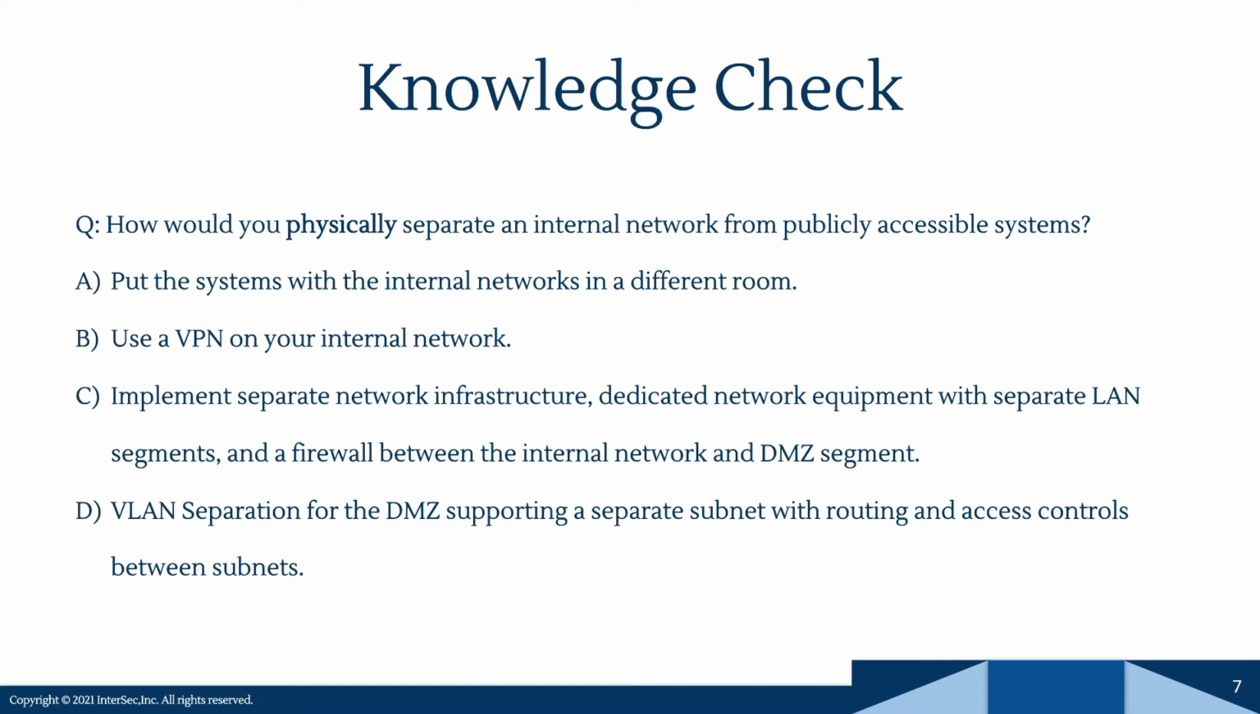Would it be A, put the systems with the internal networks in a different room? B, use a VPN on your internal network? C, implement separate network infrastructure, dedicated network equipment with separate LAN segments, and a firewall between the internal network and DMZ segment? Or D, VLAN separation for the DMZ, supporting a separate subnet with routing and access controls between subnets?